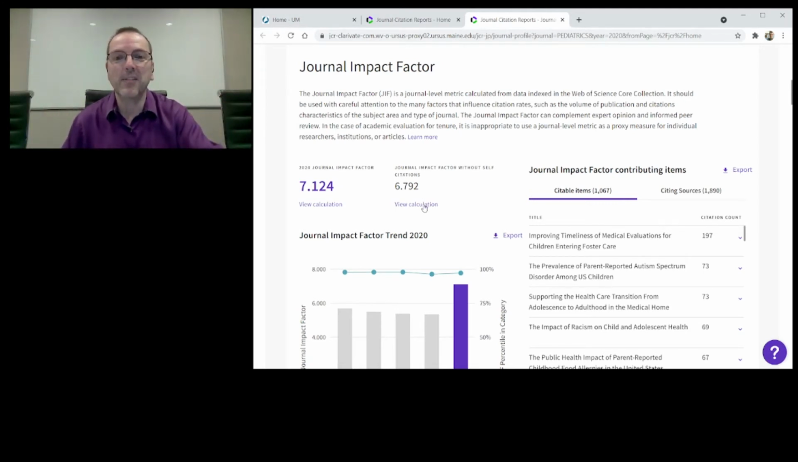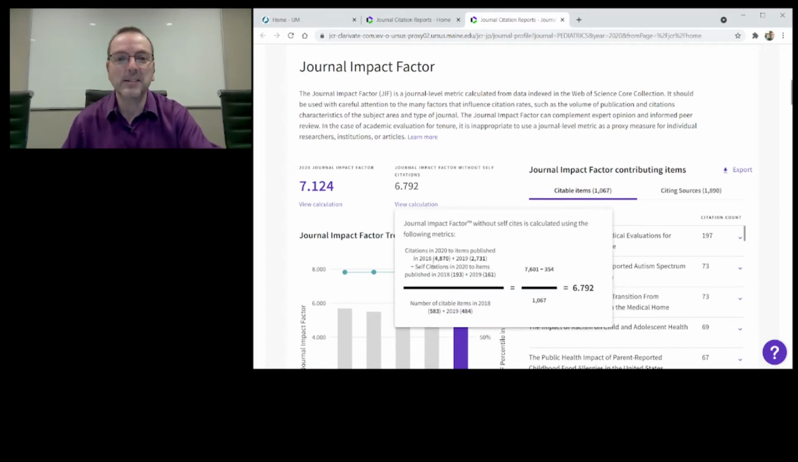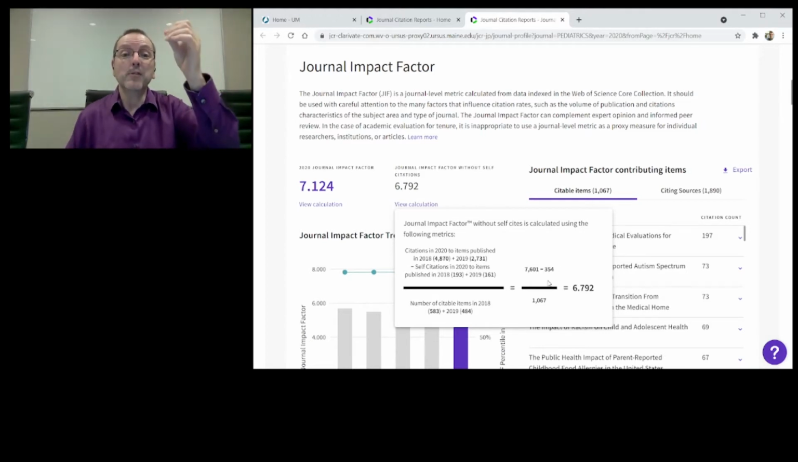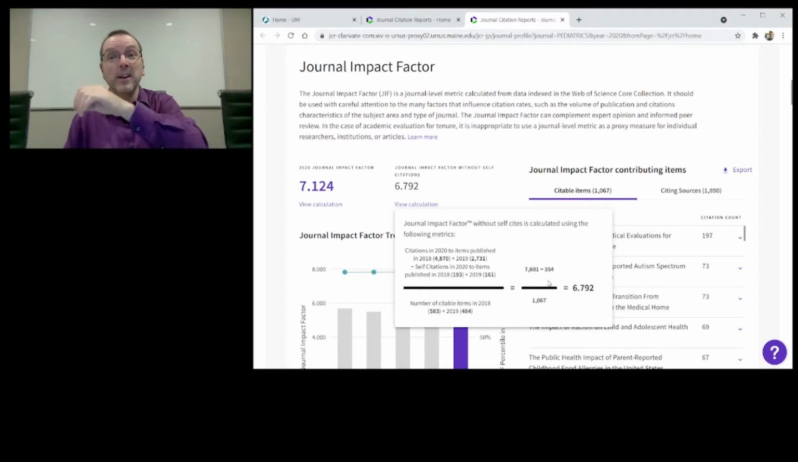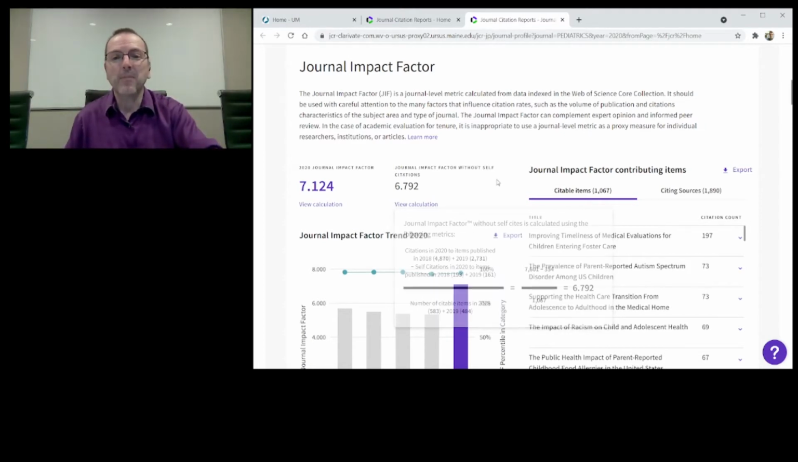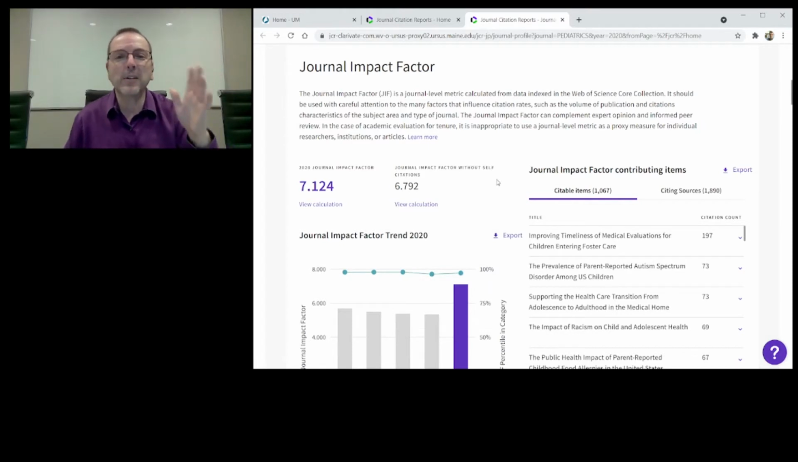And so you can see it kind of in the calculation here. We got that same 7,601, but now it's subtracting out 354. That 354 of those citations were Pediatrics in 2020 citing one of the Pediatrics articles from 2018 or 19, which brings the score down a little bit. Now, this without self-citations is probably used a little less often.